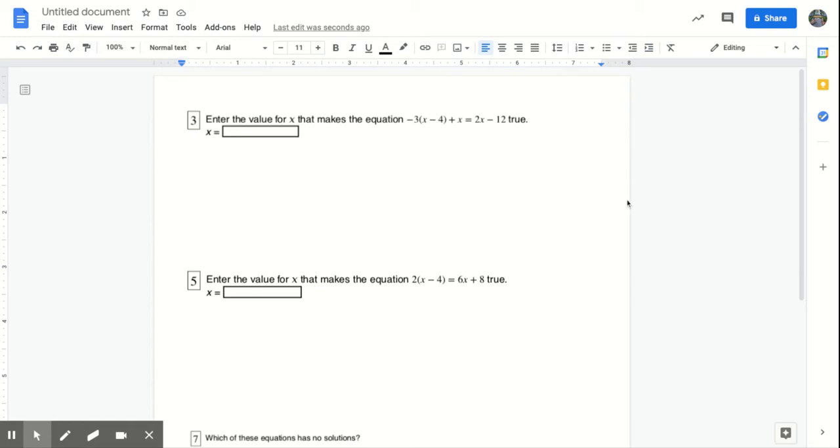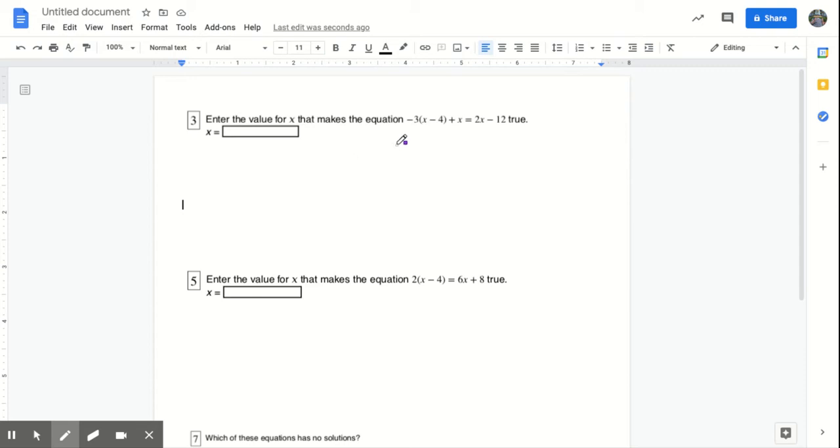Okay, so let's go ahead and get started with question number 3 here. This was actually one of the highest missed questions on our test. It says enter the value for x that makes this equation true. So here's my equation right here. I have negative 3 groups of x minus 4 plus x equals 2x minus 12.